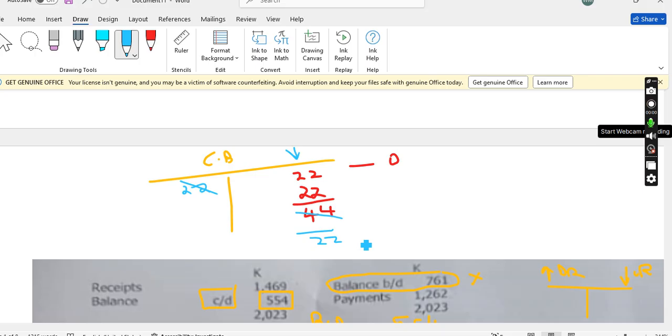So, are we going to write 22? No, you put 44. Or you just write directly, or just write 44? You just write 44. I was just trying to illustrate. But you credit 44 kwacha. The cash book 44 kwacha. Any questions?